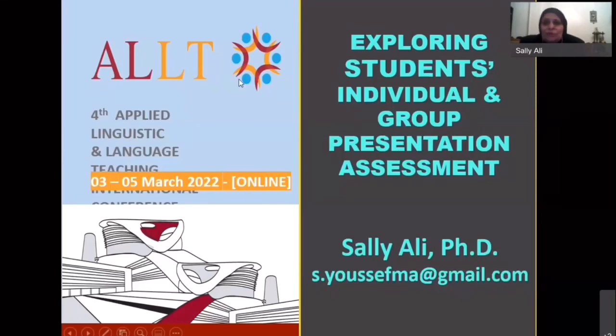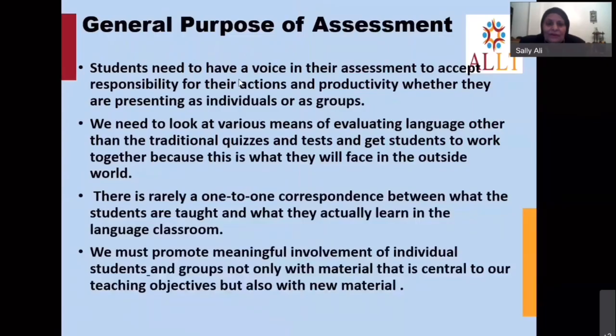Today, I'm going to share with you a publication on exploring students' individual and group presentation assessment. We're going to start by looking at the general purposes of assessment. Okay, now, what is the whole purpose of assessment? We need to provide students with the ability to be responsible for their own actions and productivity. We need to look at various means of evaluating the language other than the regular exams and quizzes.